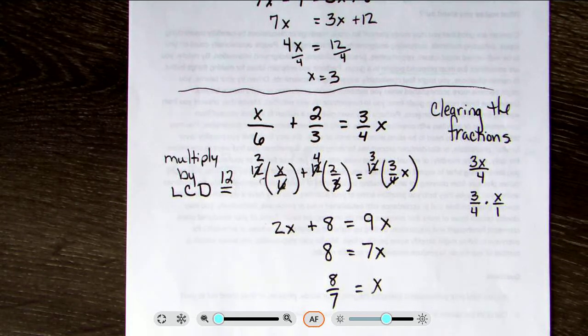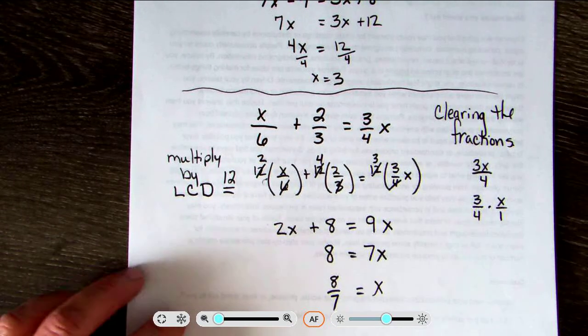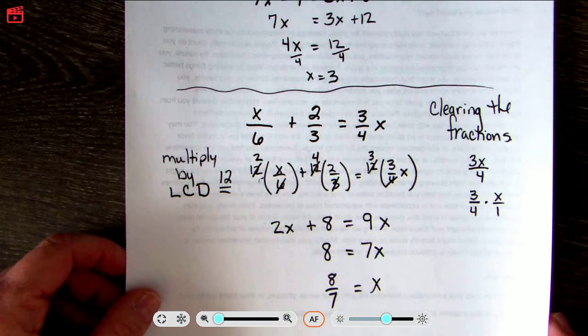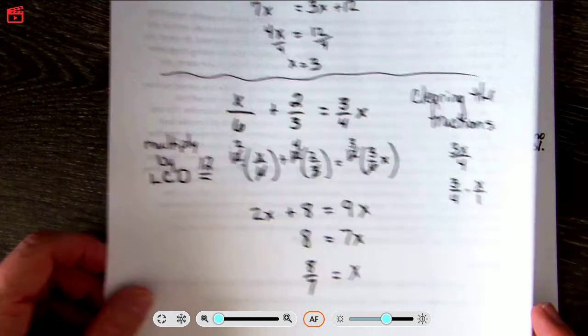And yes, we can have fractions as answers. Not all the time do we get nice integer answers. Most of the time in here we will have ugly looking things. So just get used to them.